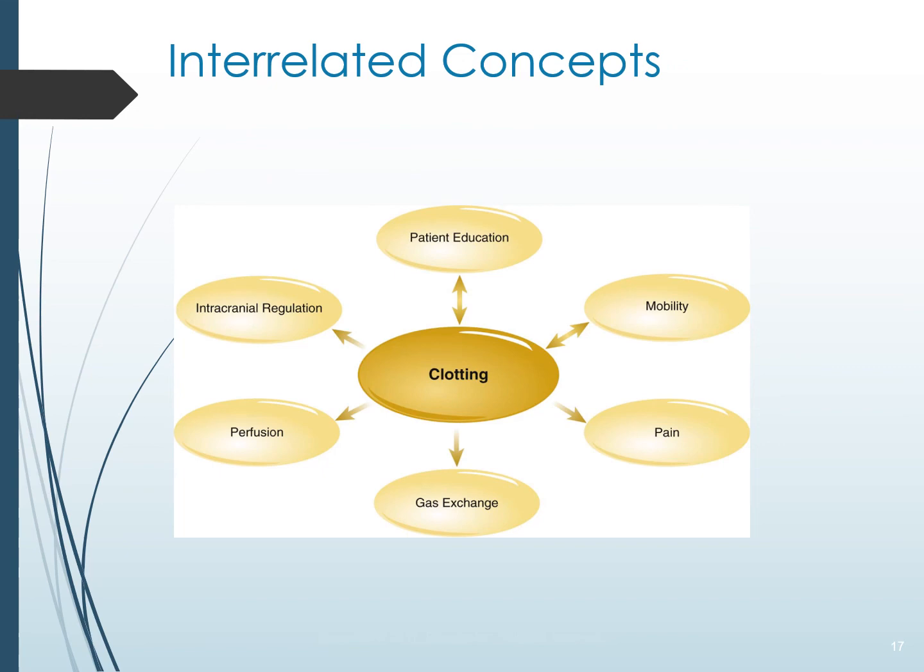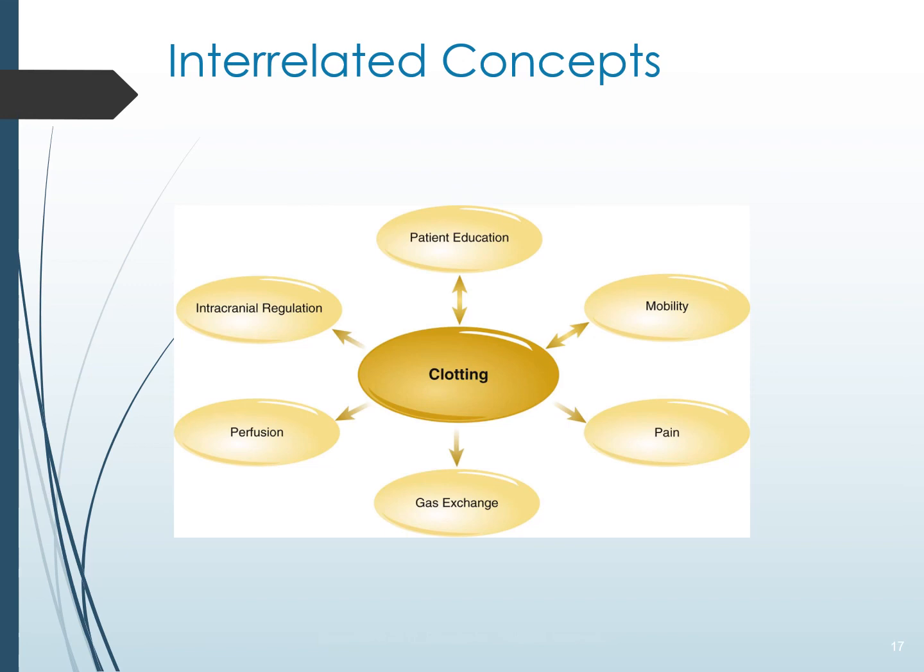Interrelated concepts. Perhaps the closest interrelated concept is perfusion. Perfusion of blood through blood vessels is impaired when blood clots slow or stop blood flow. In addition, uncontrolled bleeding and hemorrhage can lead to excessive blood loss. Excessive blood loss threatens adequate volume of blood needed to perfuse oxygenated blood to all body tissues.